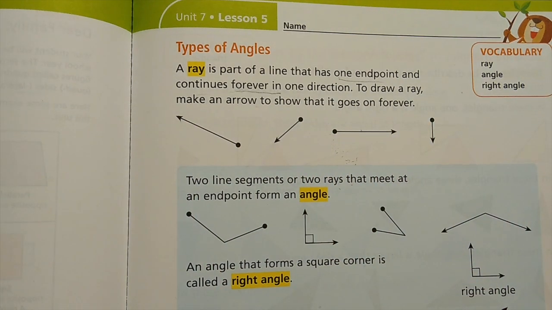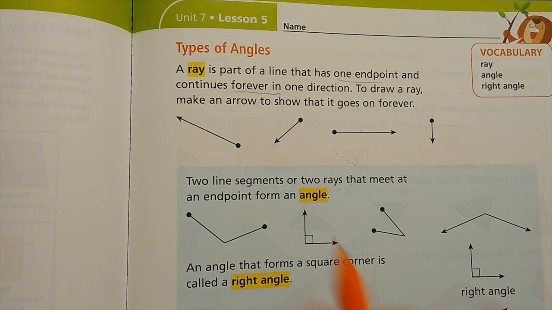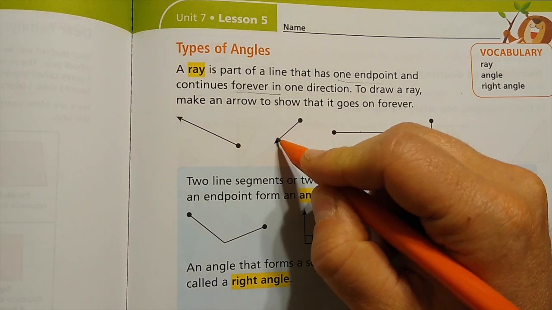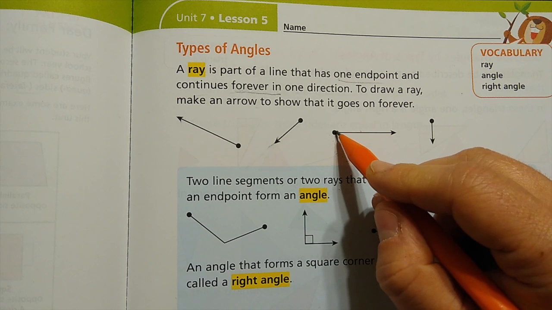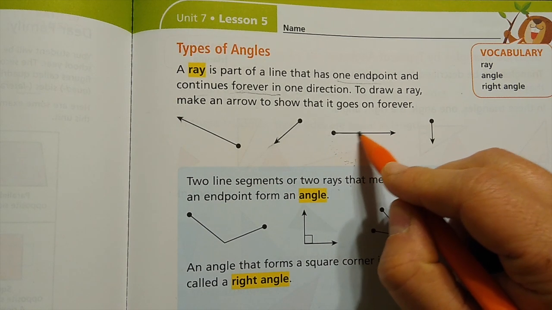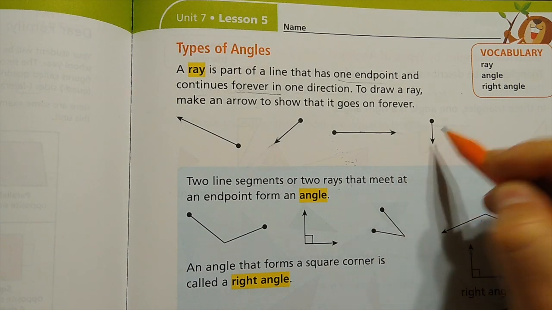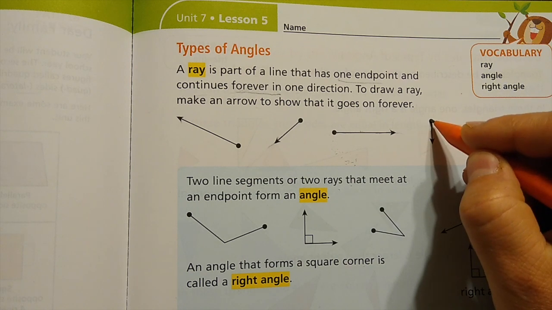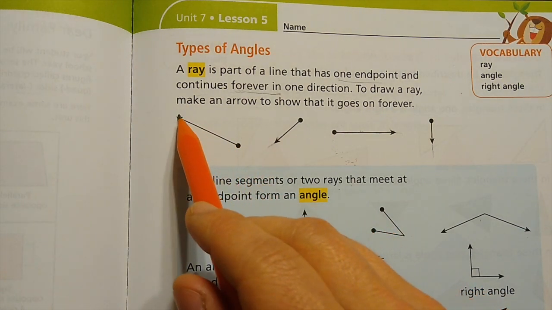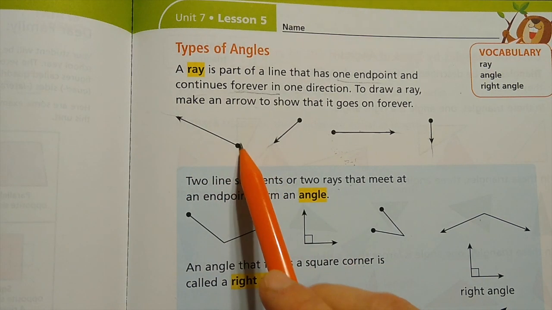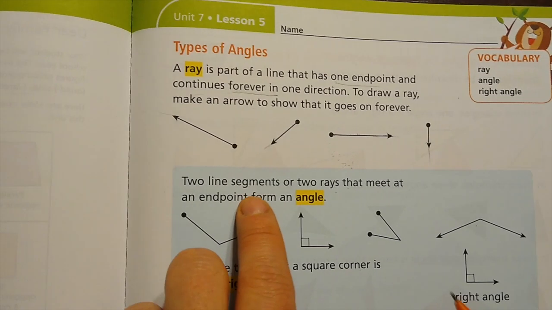So here are some examples of rays. We have our endpoint, and then here's our line. This arrow means that it goes on forever. We have our endpoint, our line stops. The line keeps going on forever this way. Our endpoint, our line keeps going on forever that way. And there's our endpoint. Two line segments.